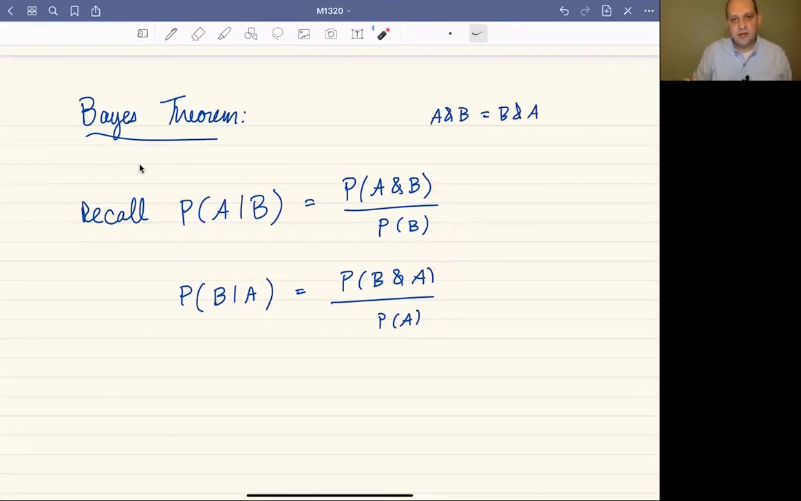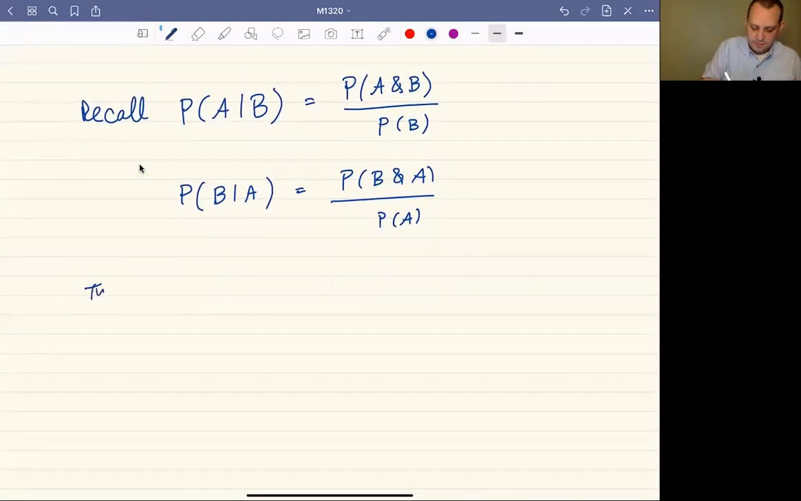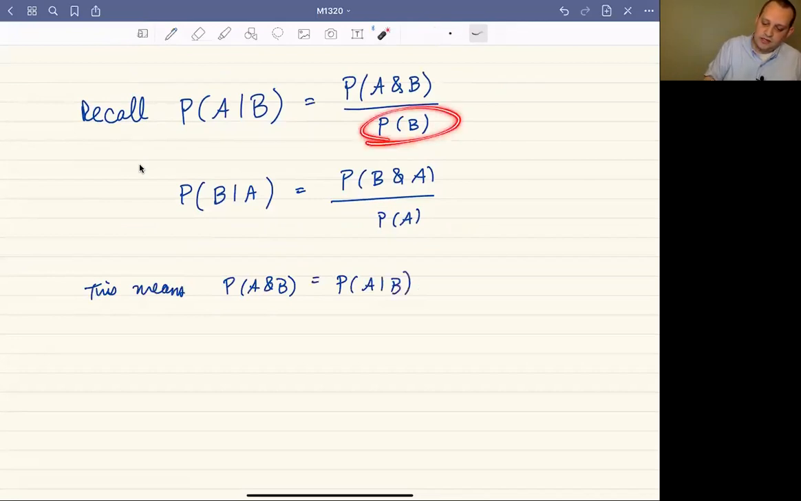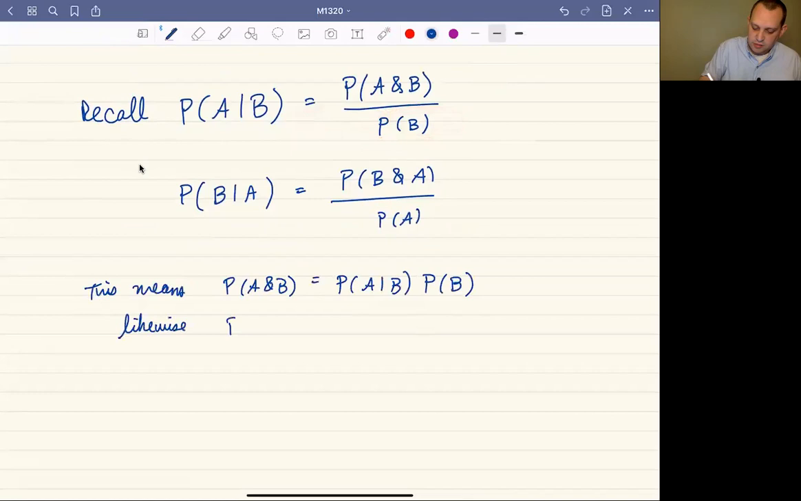And what I want to do then is take each equation and solve for that quantity. And then since they're equal, we'll see what happens. So this means that the probability of A and B is the probability of A given B, and then we're going to take this term and move it over. So that's the probability of A given B times the probability of B. Likewise, the probability of B and A is the probability of B given A times the probability of A.